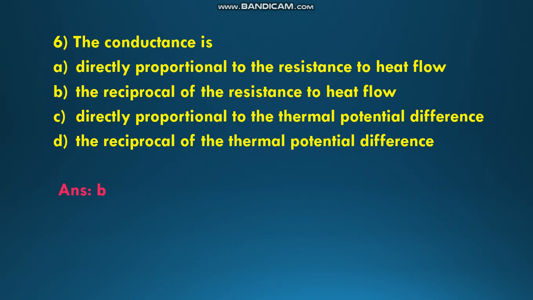Next question. The conductance is: A, directly proportional to the resistance to heat flow; B, the reciprocal of resistance to heat flow; C, directly proportional to the thermal potential difference; and D, the reciprocal of the thermal potential difference. So the answer is B. The conductance is the reciprocal of the resistance to heat flow. So C equals 1 by R.